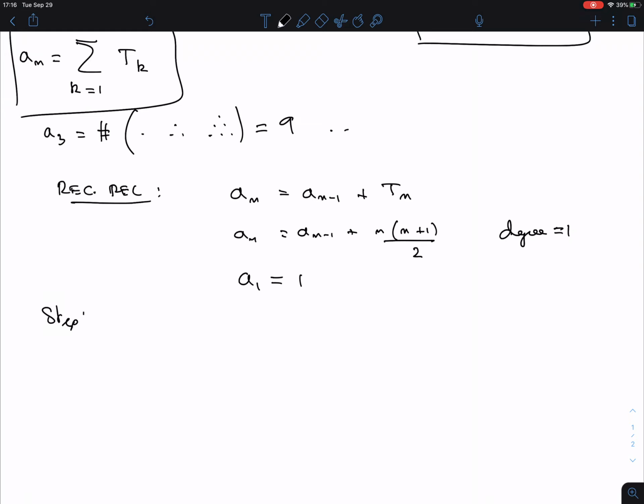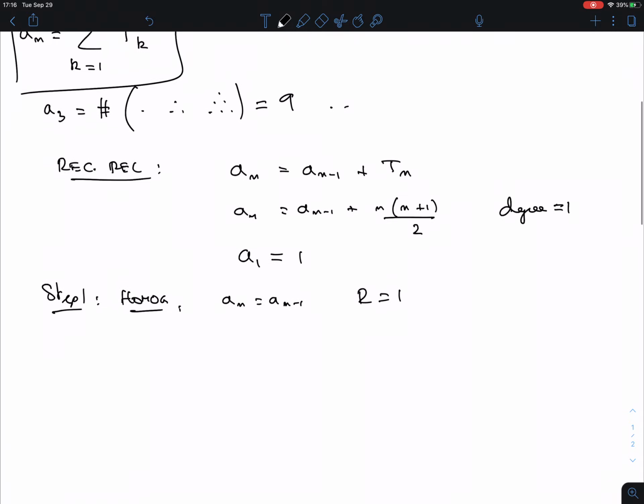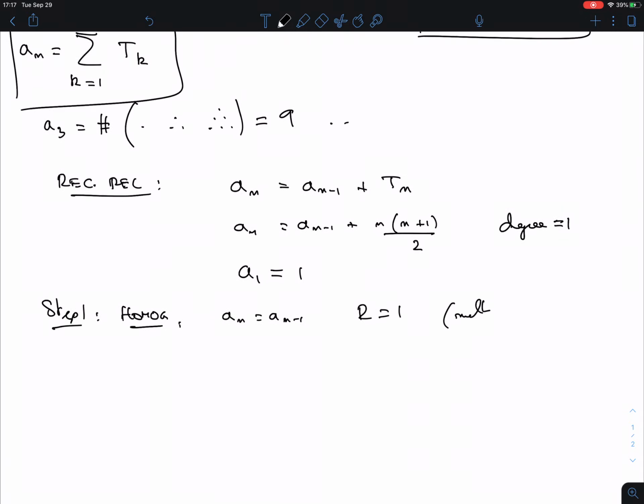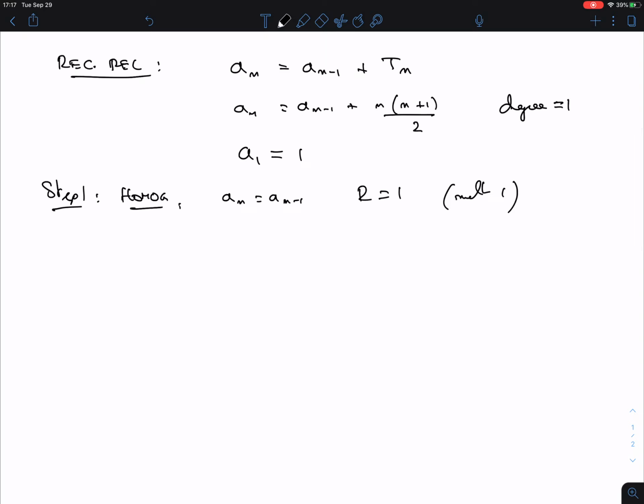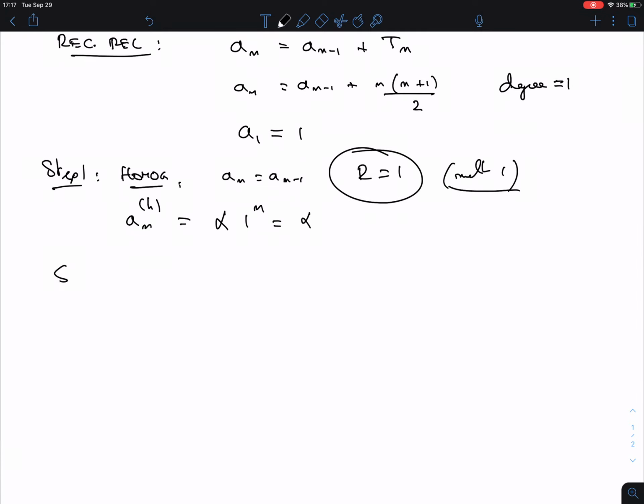So step 1, we have to go to the homogeneous one. But this is a very easy homogeneous one, right? So a_n is a_{n-1}. So this is r equals 1, and the multiplicity of this root is 1. This means that the homogeneous solution looks like a general polynomial of degree 1 less than that, so alpha times 1 to the power n, which is, of course, just alpha. So the homogeneous solution is actually a constant. But remember, this constant we cannot determine yet.